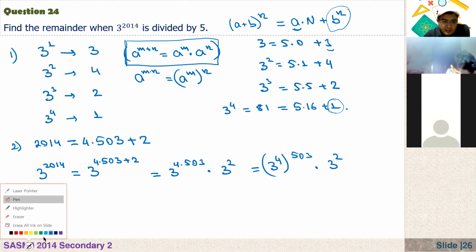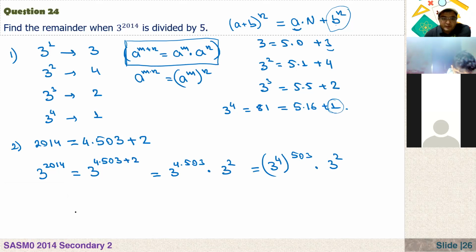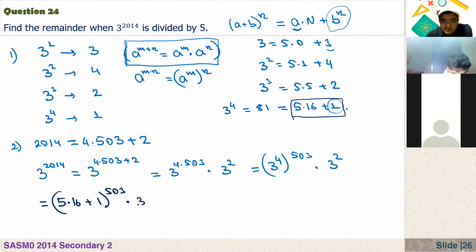Now from here, if I rewrite this, what do we have here? Let me just continue here. Okay, 3 to the power of 4, we know that it is 81. And 81, I can write it as 5 times 16 plus 1, right? So this 81 is 5 times 16 plus 1, to the power of 503, times 3 squared. Now again, this one, a plus b to the power of n, I'm just going to use this for this expression, okay? This one.